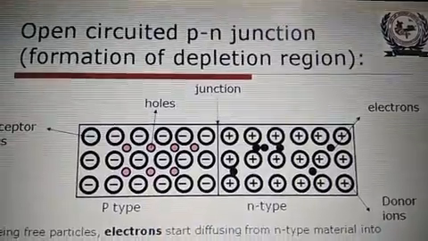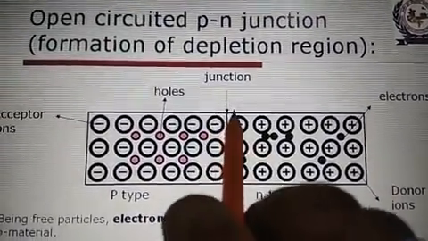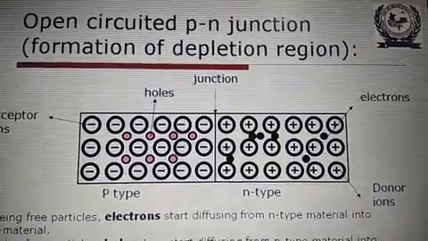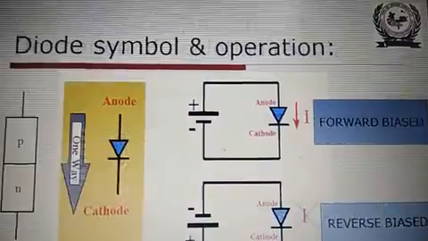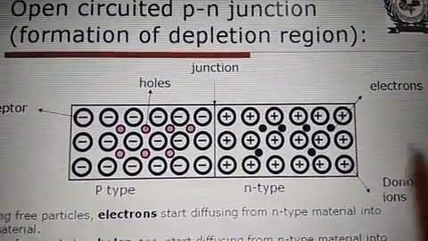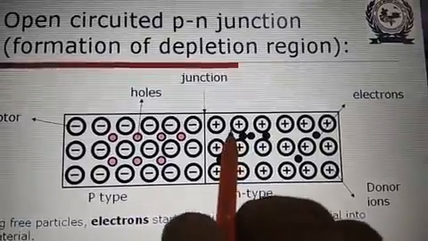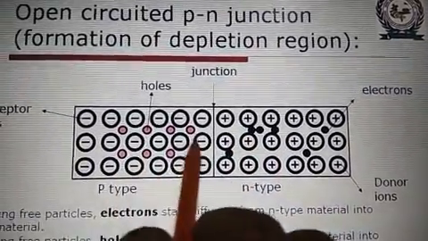So what happens while forming this junction? A depletion layer is formed at this junction. Again you can see here the movement. You can see this movement of the holes and electrons here.